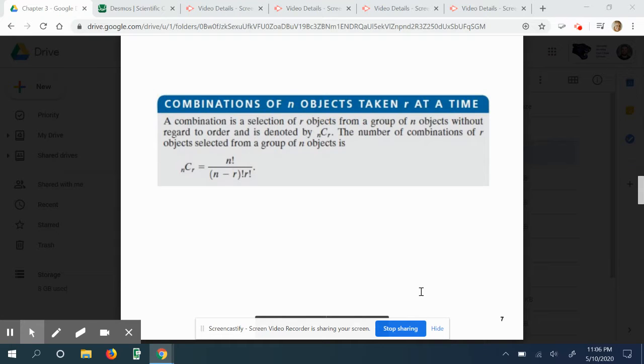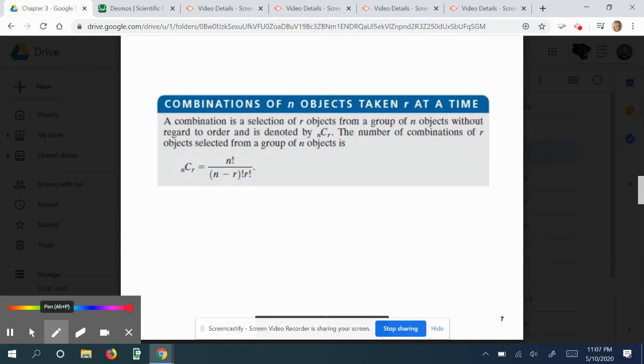So today we're going to be talking about combinations of n objects taken r at a time. A combination is a selection of r objects from a group of n objects without regard to order. So this is when order doesn't really matter. When we talked about permutations, we talked about first, second, and third, or numbers not being repeated, things like that. So that's a permutation. Combination is when you're not taking order into account.